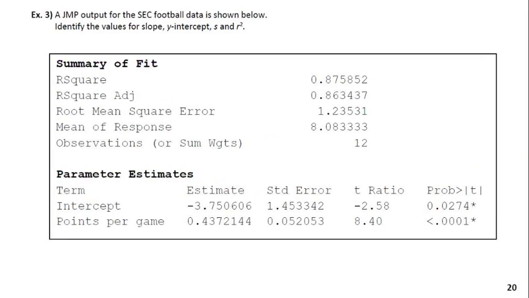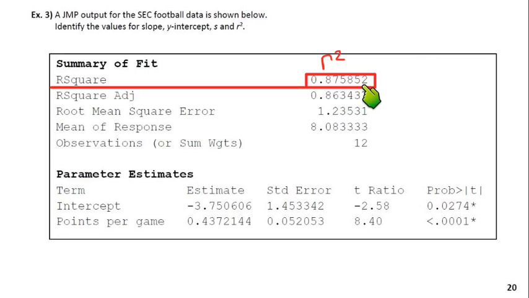Okay, and if we look down here at example 3, it still uses the same SEC football data, but this is a different output from a different stat software. It's called JMP. So let's point out those key values again. For starters, R squared is the very first thing. And that's the same value for R squared that we saw above. R squared adjusted we don't need.